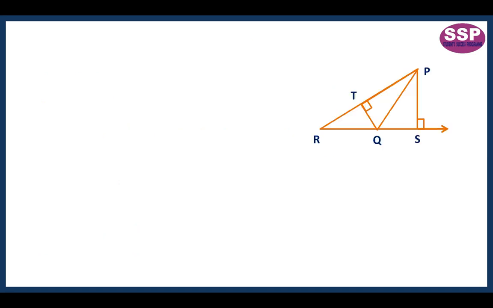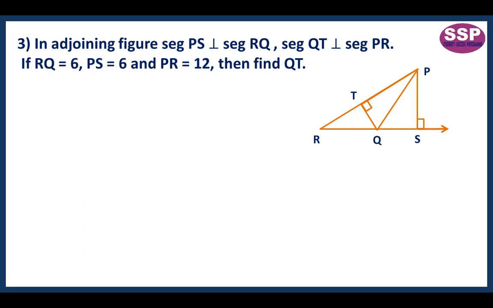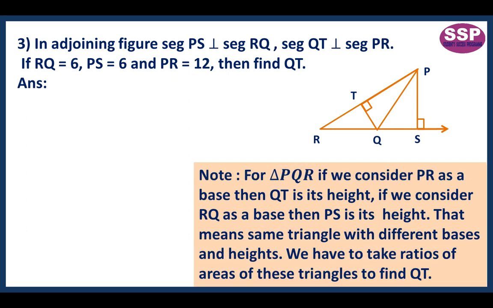Now third problem. In adjoining figure, segment PS perpendicular segment RQ, segment QT perpendicular segment PR. If RQ is equal to 6, PS is equal to 6 and PR equal to 12, then find QT. Consider one note which is not a part of answer. It is only for understanding purpose.